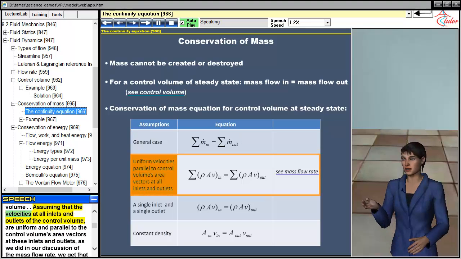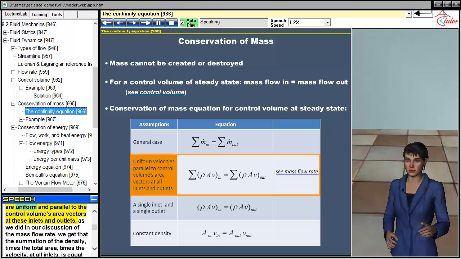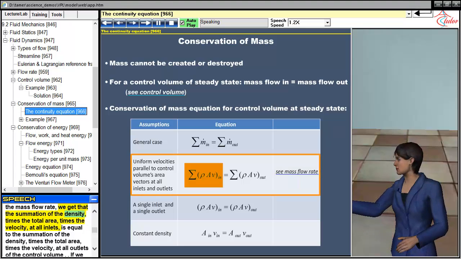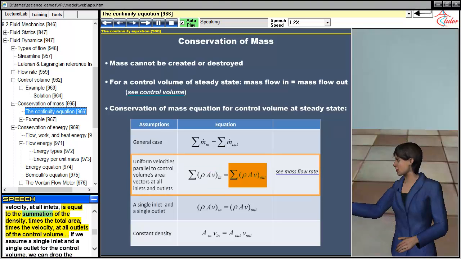Assuming that the velocities at all inlets and outlets of the control volume are uniform and parallel to the control volume's area vectors at these inlets and outlets, as we did in our discussion of the mass flow rate, we get that the summation of the density times the total area times the velocity at all inlets is equal to the summation of the density times the total area times the velocity at all outlets of the control volume.